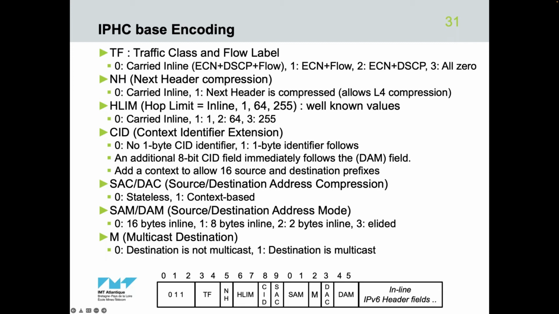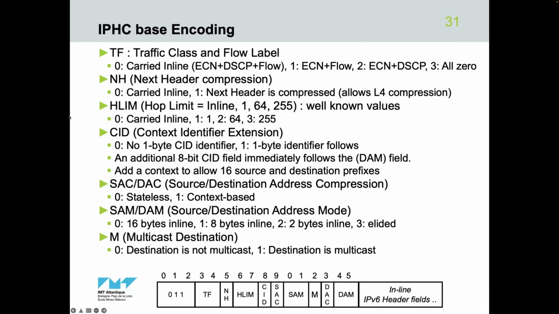The next field is the next header field, which refers to the next header of the original IPv6, and it indicates whether the next header field is compressed or not. For example, if we have the UDP protocol, whether the UDP protocol is compressed or not, as simple as that.